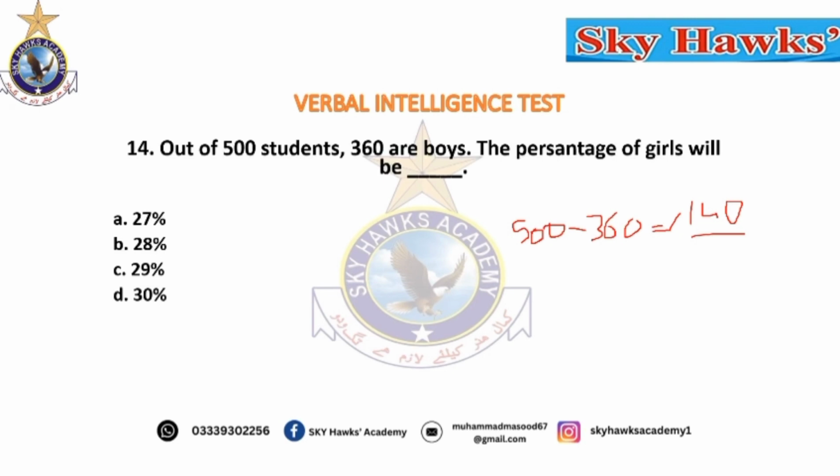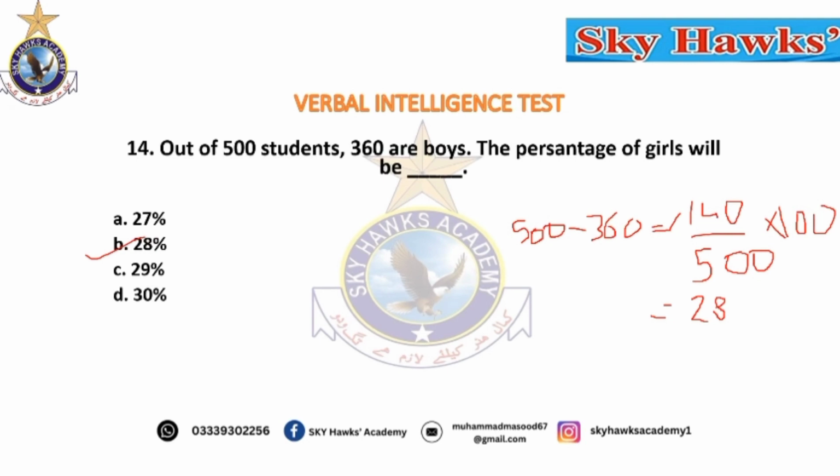Clear? When we divide it, you can calculate it by yourself. Along with division, we will multiply by 100 in order to find the percentage. So when we divide 140 by 500 and multiply by 100, it will give us the answer of 28%. So our right answer is 28%. Clear? I hope this is clear.